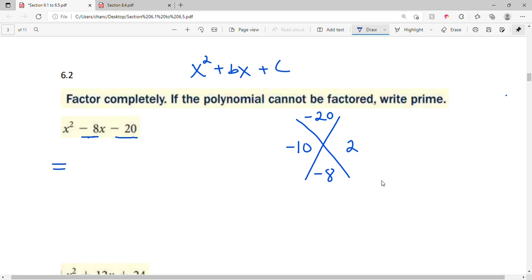So this polynomial factors as x minus 10 and x plus 2. The 10 comes from here and the 2 comes from here. And that is the factored form of x squared minus 8x minus 20.